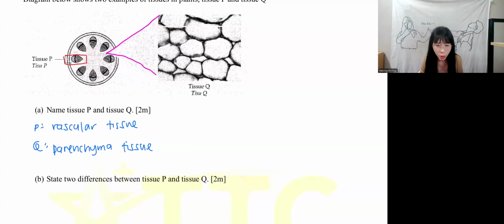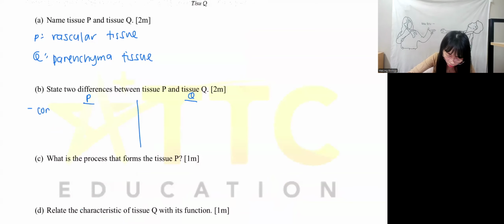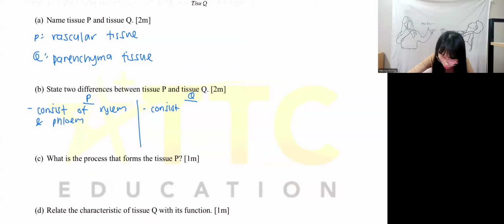Okay, state two differences between tissue P and tissue Q. What is the difference between P and Q? Read first. In the exam, please don't write in a table unless it's an essay question. For a structural question, make sure that they're in sentences. Vascular tissue consists of xylem and phloem. Q consists of thin cell wall and large vacuole.